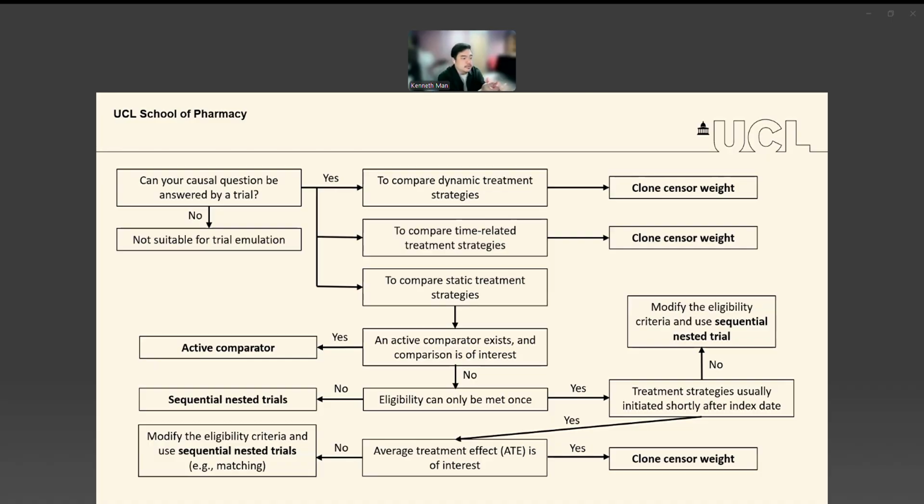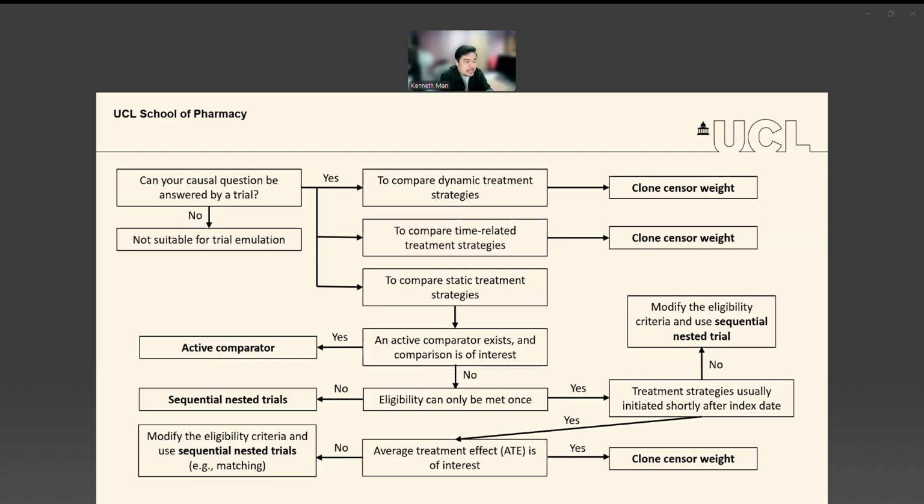So I have a little flow chart here for you to think about whether or not a clone-censor approach is appropriate for your causal question. To start with, the first question you have to ask is, can your causal question be answered by a randomized trial? If yes, then go ahead and think about it. If not, then this is not a valid question for a trial emulation. If that is the case, are you going to compare dynamic treatment strategies, or are you going to compare time-related treatment strategies? If yes, then clone-censor will be very helpful.